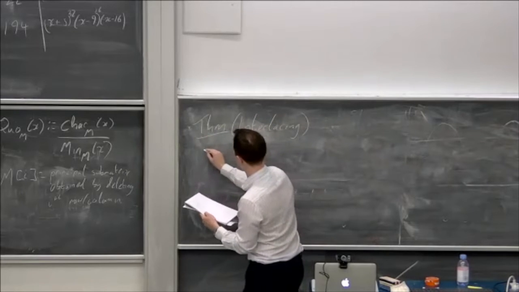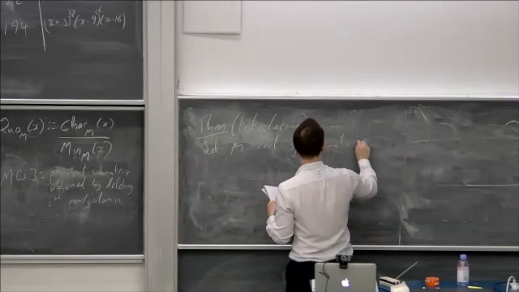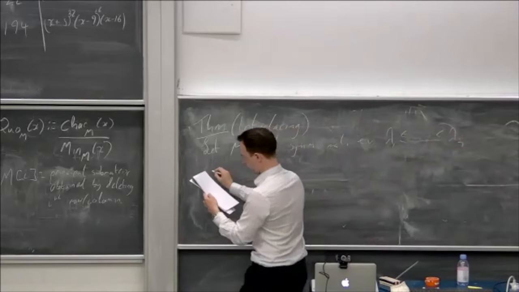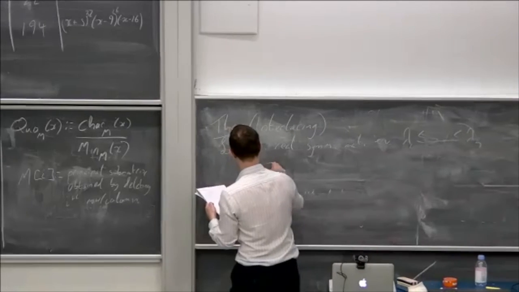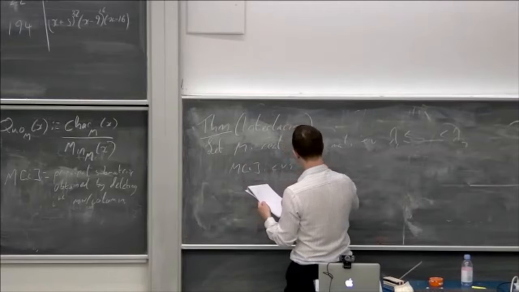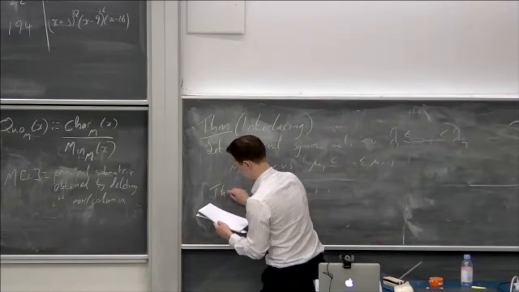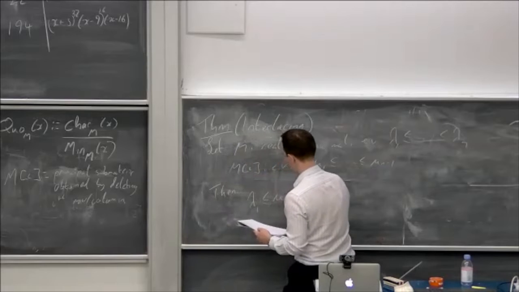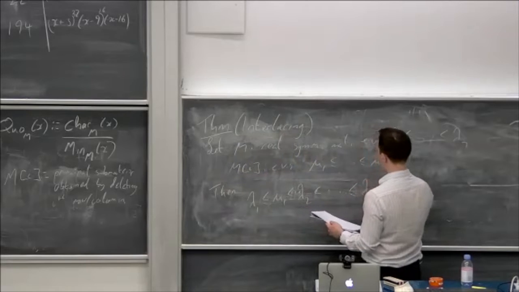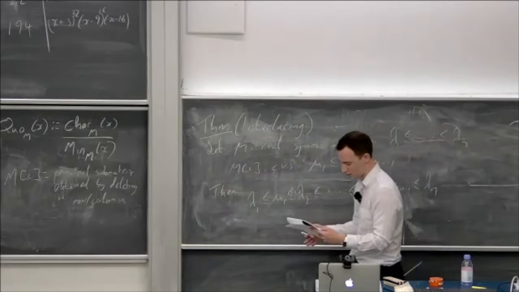Interlacing tells us that if we let M be some real symmetric matrix with eigenvalues lambda 1 up to lambda n, and a principal submatrix deleting some ith row and column has eigenvalues mu 1 up to mu n minus 1, then lambda 1 is at most mu 1 at most lambda 2 at most, and so on, lambda n minus 1 at most mu n minus 1 at most lambda n. Okay, so this is going to be quite useful for us.